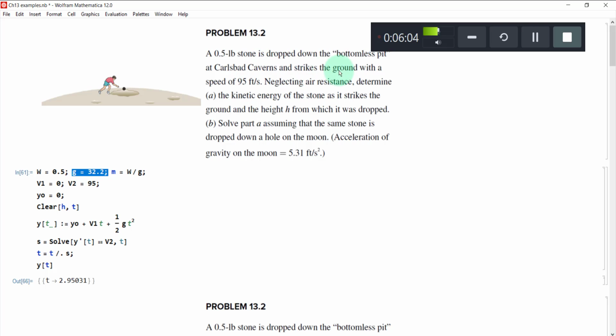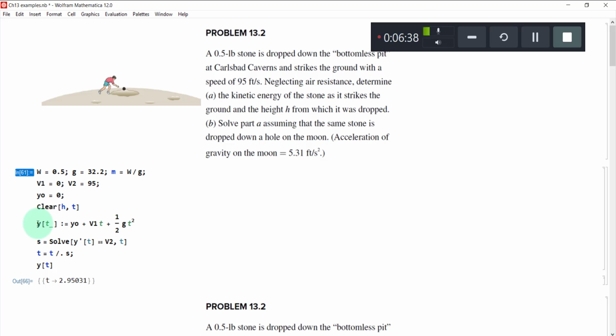Okay, so let's say somehow we know the velocity that it strikes the ground. So we're going to release it from rest. It's going to hit the ground at 95 feet per second. And if we have that information, could we figure out something like the time it takes to hit the ground, or maybe the height? Okay, so let's say that we figure out what the time is, right?